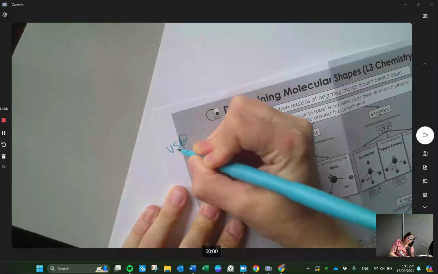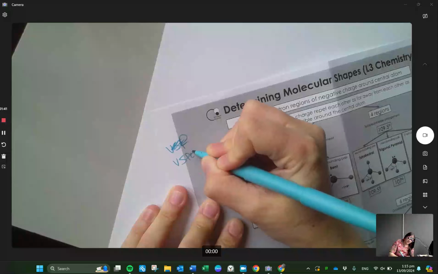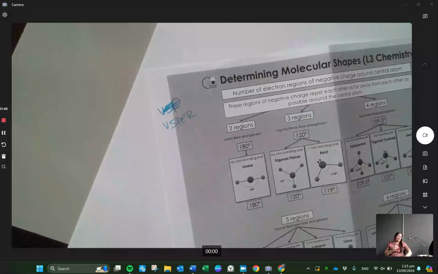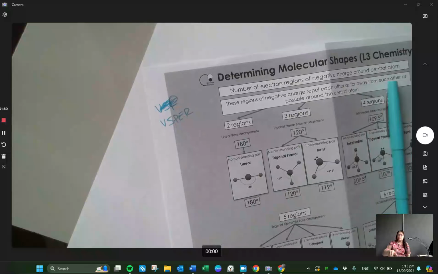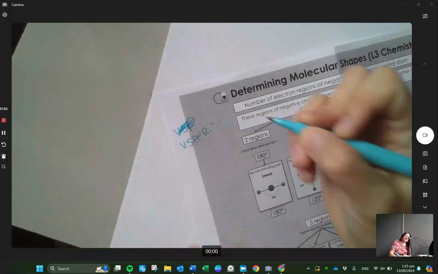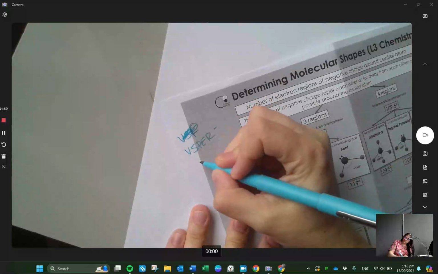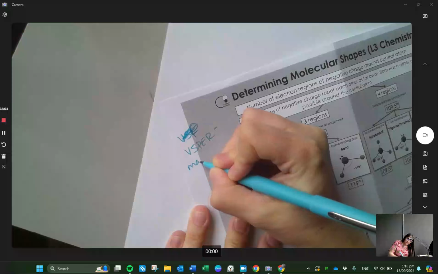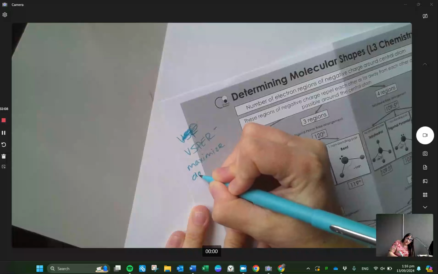VSEPR. I think that's how it's spelled. It is an acronym for something. It was like valence shell. I looked it up the other day. You don't actually have to explain the acronym, but you just have to know what it means. And it's basically we are trying to separate the regions of electron density to maximize the distance apart, to minimize repulsion. Maximize distance.